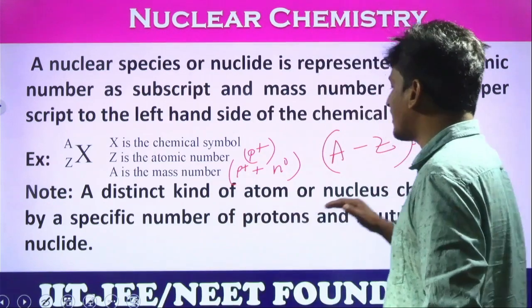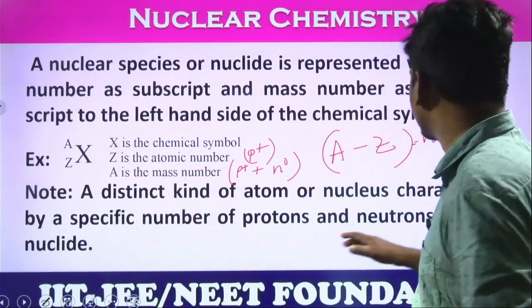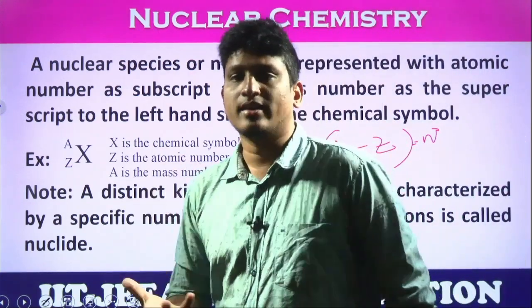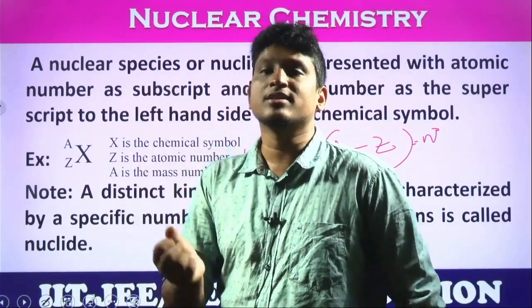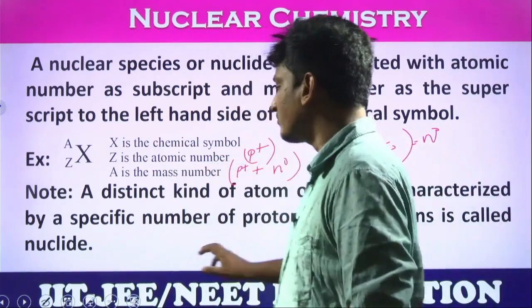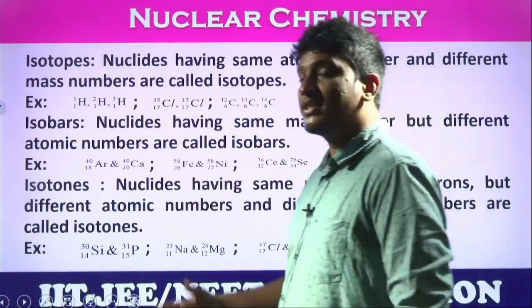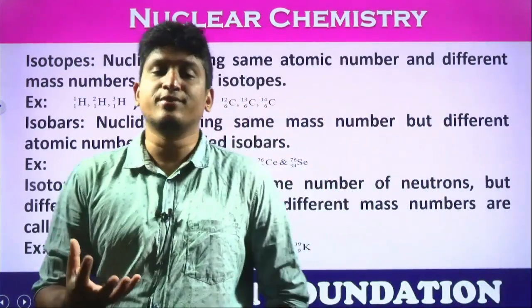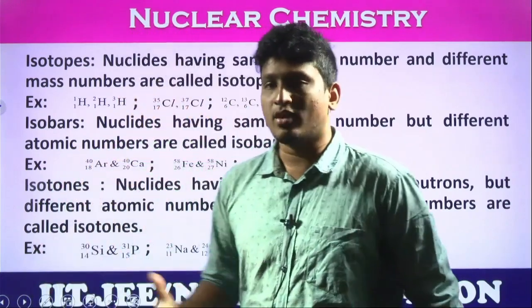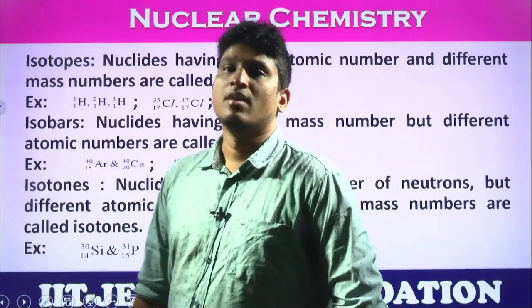So, a distinct kind of atom or nucleus characterized by a specific number of protons and neutrons is called a nuclide. That means a particular number of protons and neutrons present in the nucleus of an atom is called a particular nuclide. So, next, isotopes. Based on these types of nuclear species, we have the following classification: isotopes, isobars, isotones.